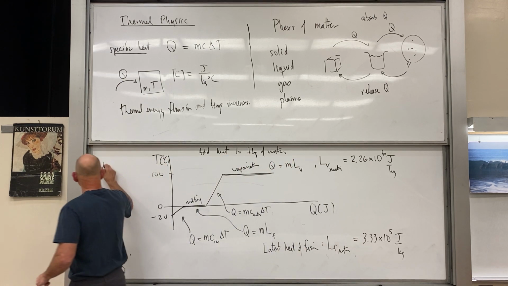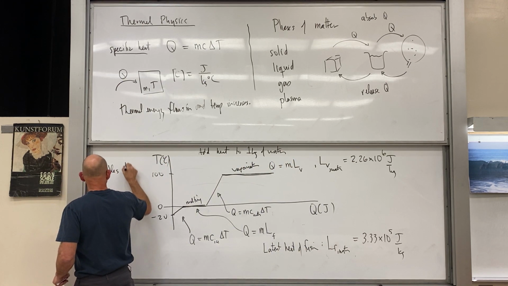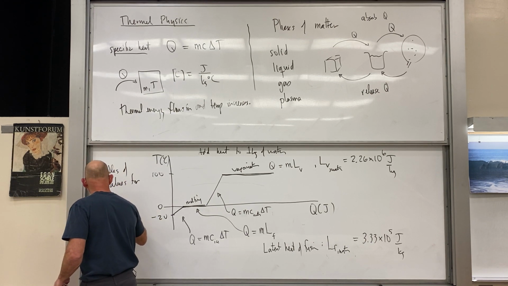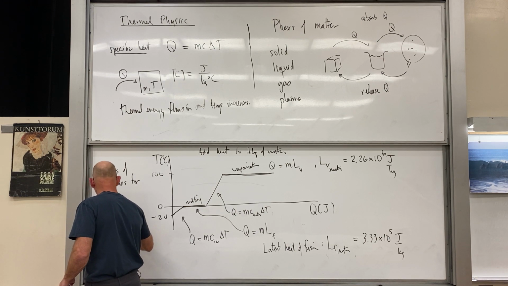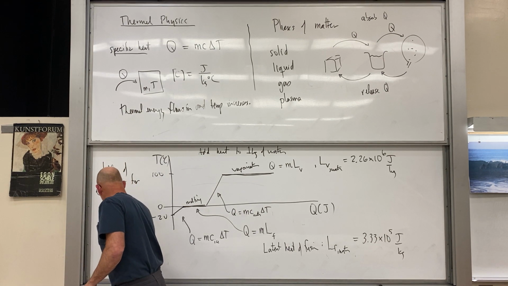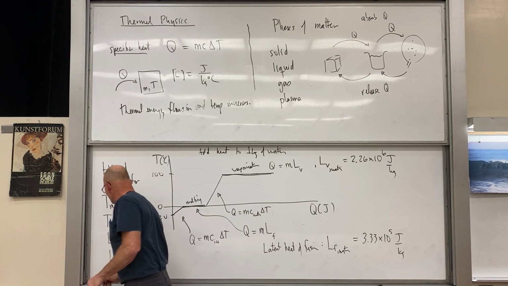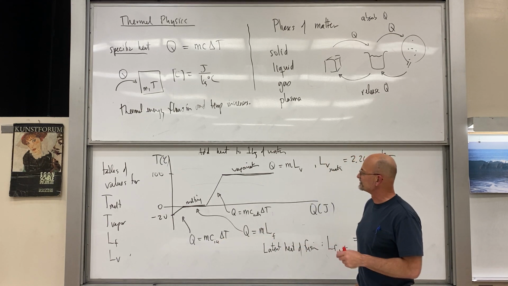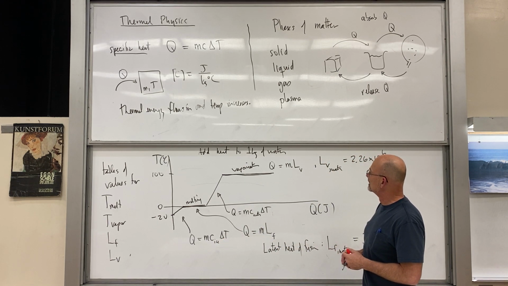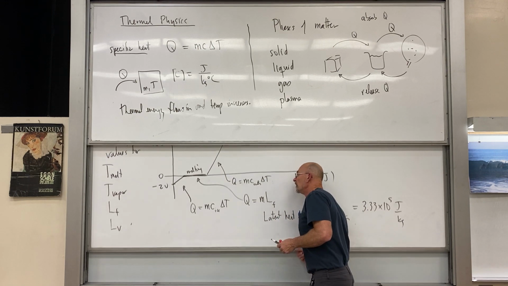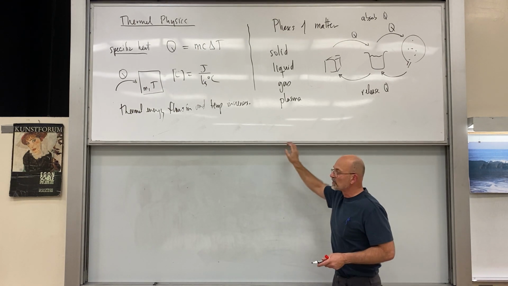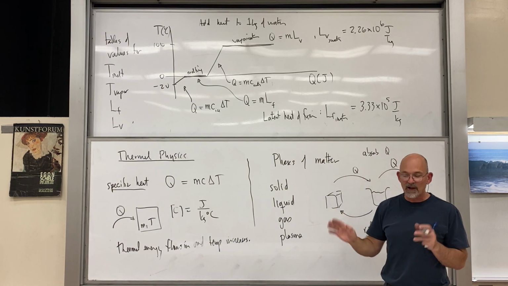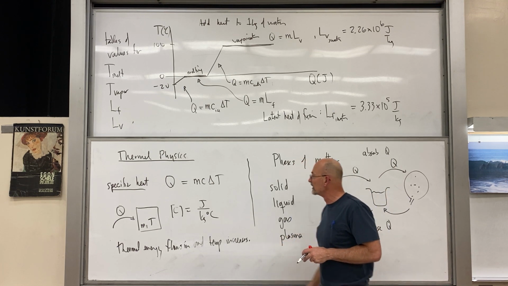So tables of values for T melt, T vaporize, and also latent heat of fusion and latent heat of vaporization. So you get a table of those. You can put a couple of them in your notes if you want. Good. So now with this background, you can do some calorimetry problems. I'm definitely going to put basic calorimetry problems on some of our quizzes.